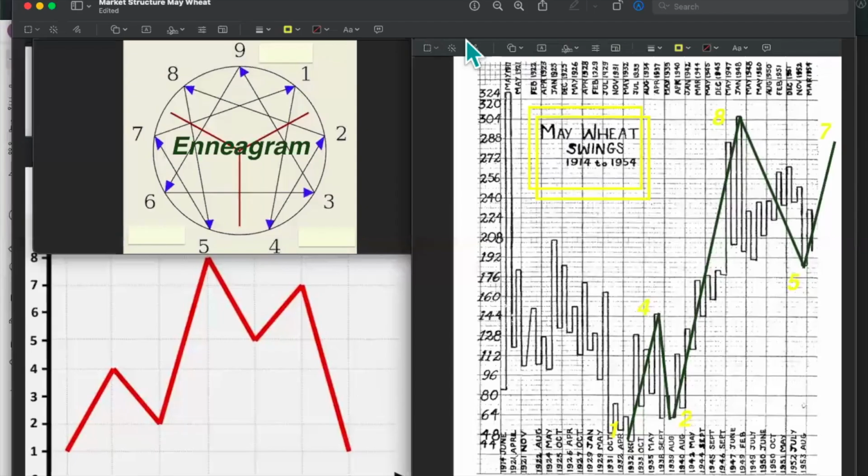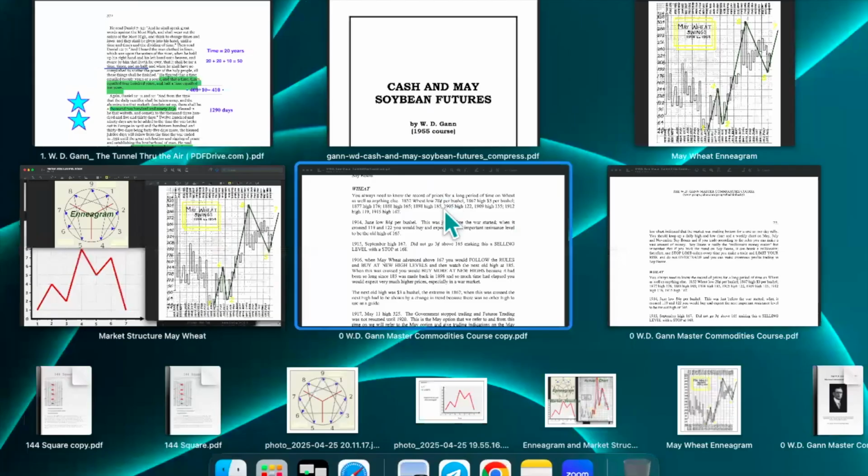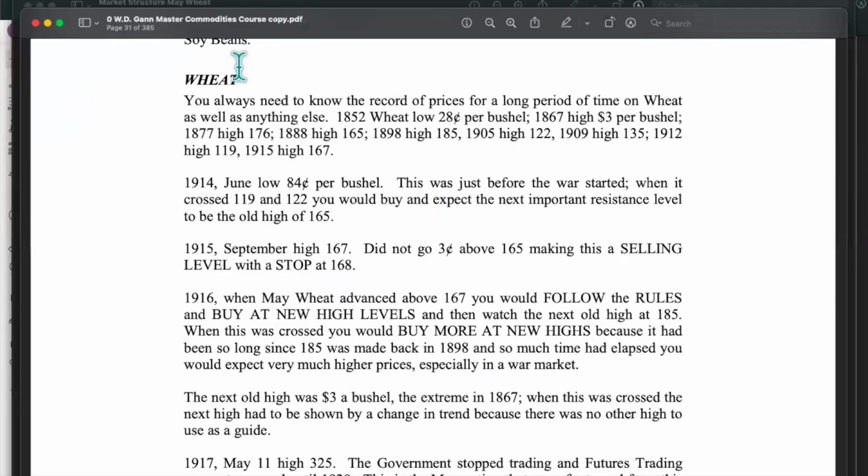Hello everyone, we are discussing the Master Commodity Course, and in this session specifically, we'll be talking about May wheat. We would be discussing three important points. The first and most important is the time factor. In this time factor, we'll be talking about wheat.